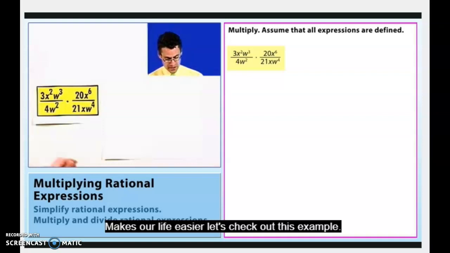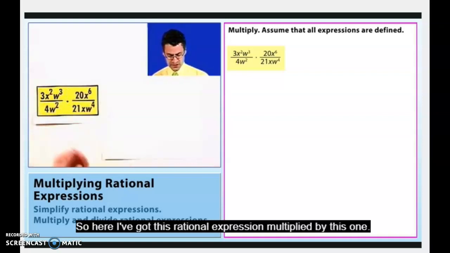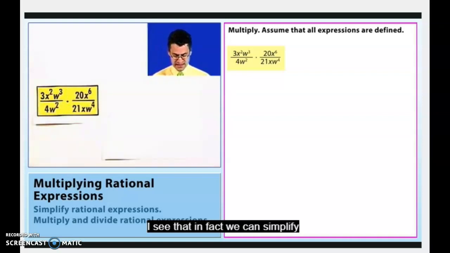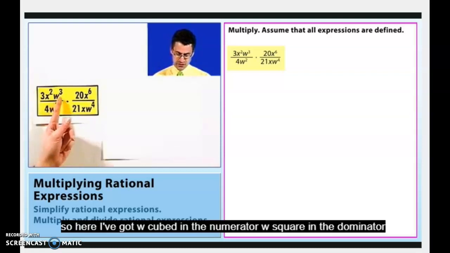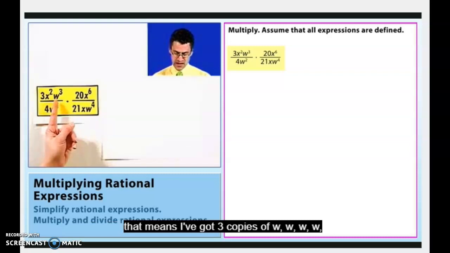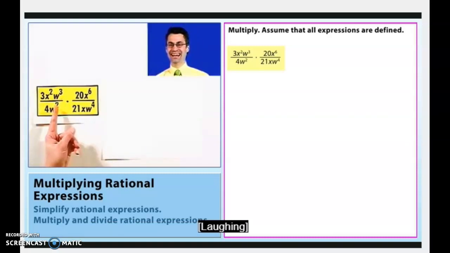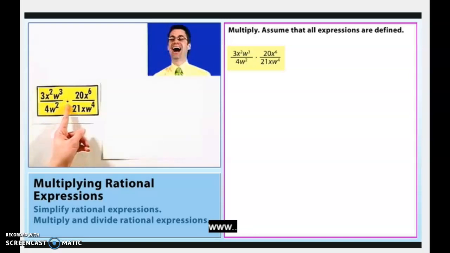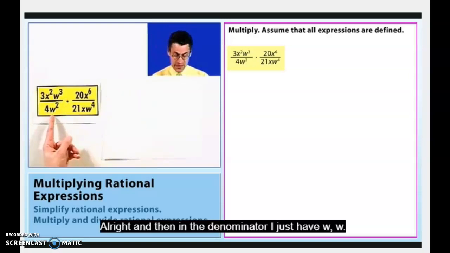Let's check out this example. So here I've got this rational expression multiplied by this one. I see that, in fact, we can simplify, because here I've got w cubed in the numerator, w squared in the denominator. That means I've got 3 copies of w: w, w, w. Oh, it's like the internet, www dot. Stop. All right, and then in the denominator, I just have w, w.